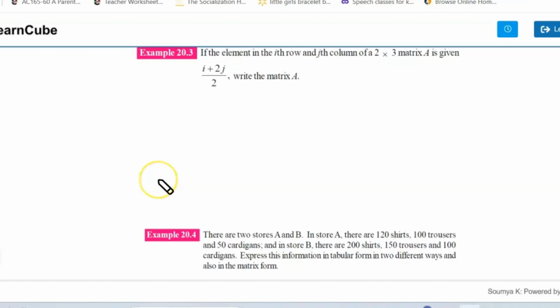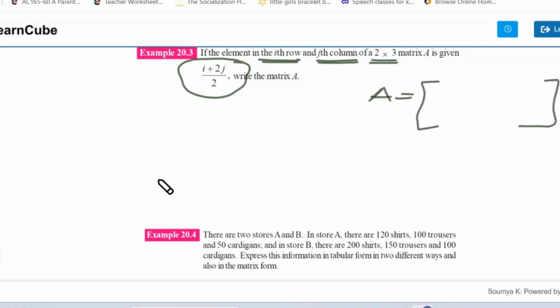Let's read question number 20.3. The element in the ith row and the jth column of a 2 by 3 matrix is given by this. Write the matrix. So you have to find a matrix A which is 2 by 3. That means 2 rows and 3 columns. That means A11, A12, A13, A21, A22, A23. It looks like this. This is the format of your matrix. Each element is represented by this formula.